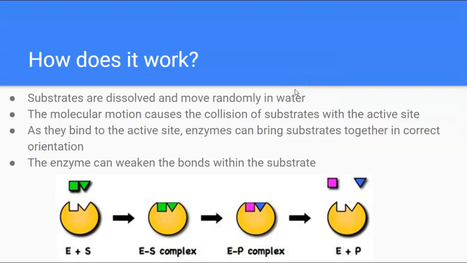So how does it work? Well, substrates are dissolved and move randomly in water. Eventually, they're going to collide into an enzyme. When they collide into the enzyme and bind with the active site, the enzymes can either bring substances together and build up something or break something down. The enzyme can weaken or strengthen the bonds within the substrate. This specific example is breaking down the bond. So you have the enzyme and the substrate, the enzyme-substrate complex, the enzyme-product complex, and the enzyme and the products. You can see that it is being broken down here.